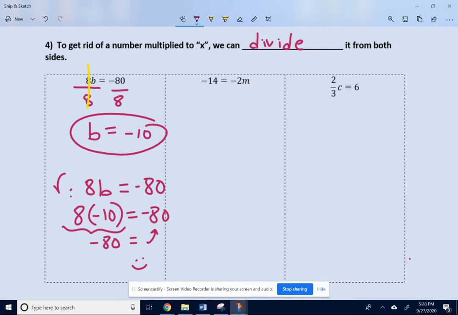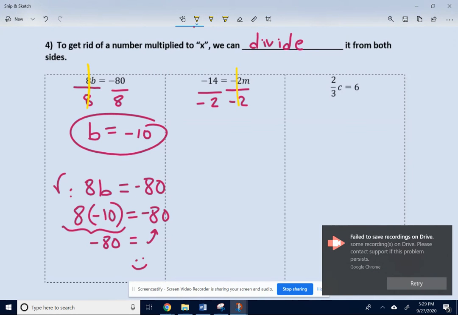Okay, try another one. Negative 14 is equal to negative 2 times m. So negative 2 is multiplied to m, and I want to get rid of that multiplied negative 2. Try not to get confused. The variable could be on the right side instead of the left side. You're still trying to find the variable. So to get rid of a negative 2 that's multiplied to m, we're going to divide by negative 2 on each side.